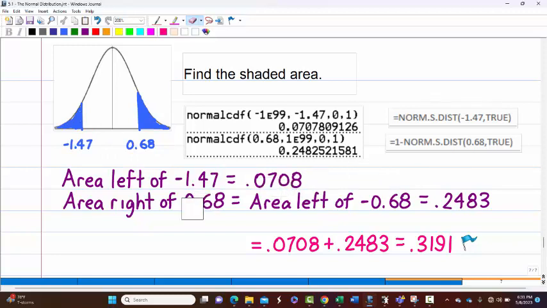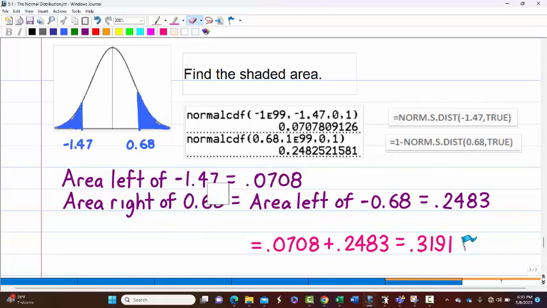So if you're using a chart or using Excel or anything, you've got to get the left piece first. If you're doing it this way, you get negative 0.0708, which was from negative 1e to the 99 to negative 1.47, which is the norm dist right here. Now to get the upper end, you can do 0.68 first and then positive 1e to the 99, but in Excel it only works as norm dist. So you have to do it that way, and then you add these two pieces together.